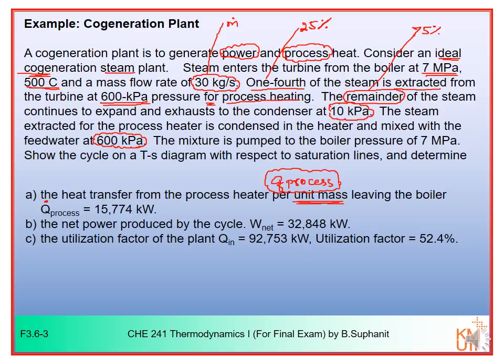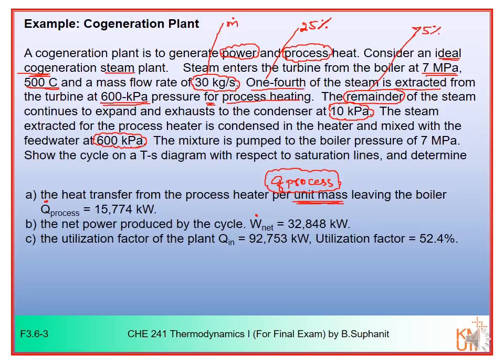We also want to determine the net work produced by the cycle. The answer is 32,848 kilowatt. And lastly, we want to determine the utilization factor of this plant.